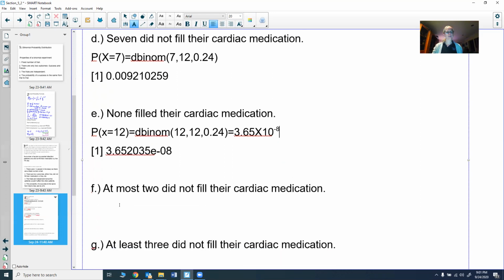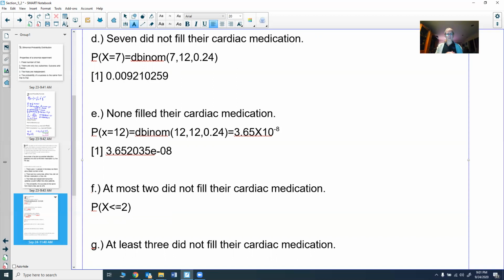All right, so now let's do another problem. This one says at most 2 did not fill their cardiac medication. At most 2. So at most means that many or less, because that's the most you're going to get. So X is less than or equal to 2. The way I think of this is, if I'm going to make at most $50,000, that's the most I'm going to make, and I can make less than that. So it's going to be less than or equal to.